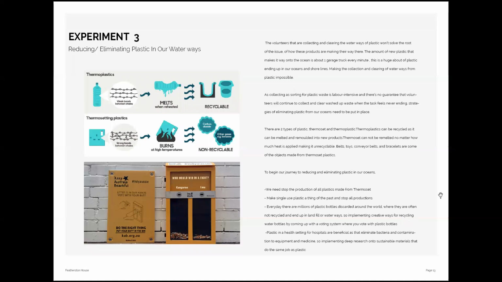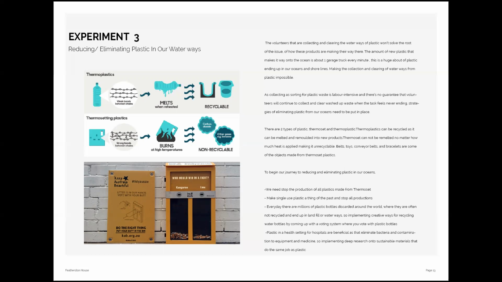And then the third experiment was eliminating plastics in our waterways, because as great as it is that they're collecting water from waterways, it's still an issue that the plastic is ending up in water streams. The amount of new plastic that makes its way into the ocean is about one garbage truck every minute. So this is obviously a huge amount of plastic ending up in our ocean.